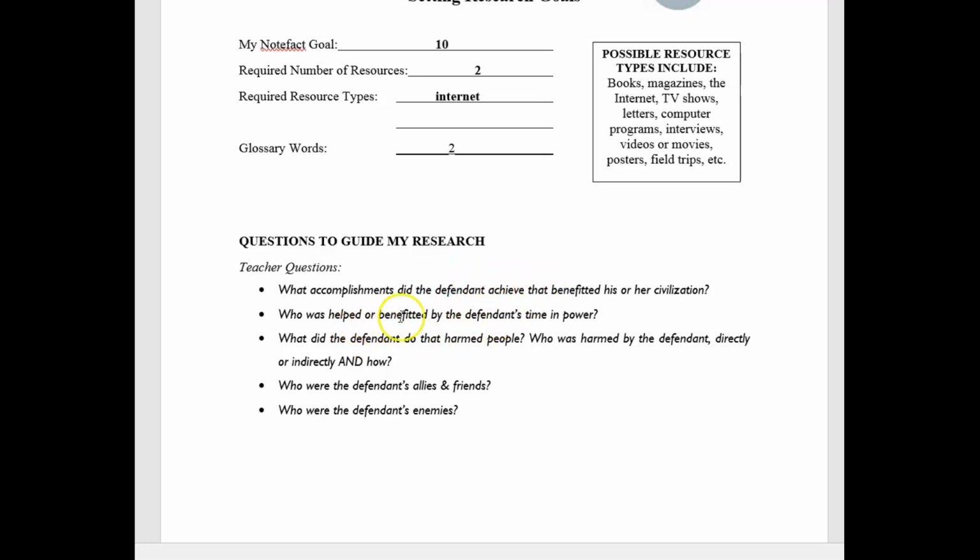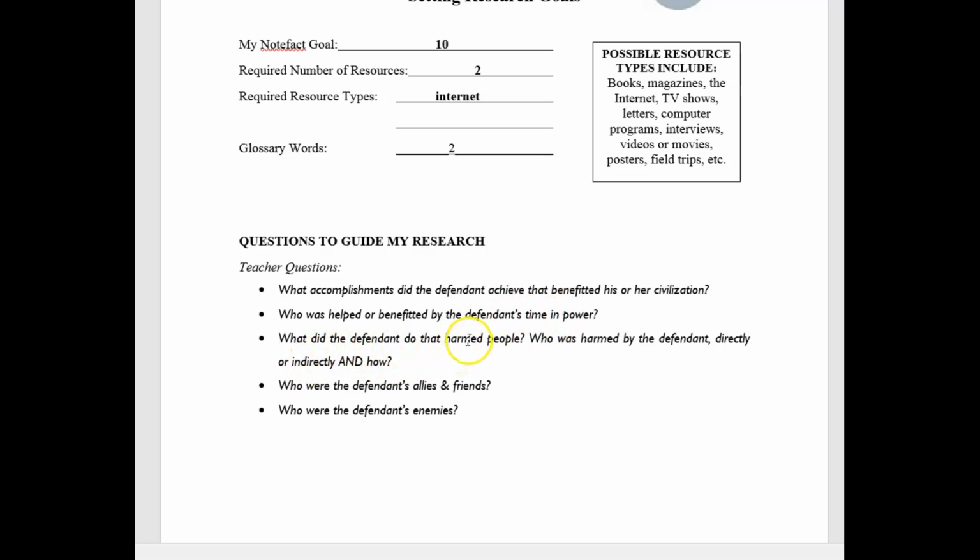And then the people who were helped or benefited could be witnesses, right? They were going to be able to testify for the defendant. We want to know who they are, right? That means being specific. That means what cities, what people, what groups of people, places, right? Very specific that benefited in order for you to create believable witnesses so that you could win the trial. Because in the end, that's your goal. You want to win the trial, okay?